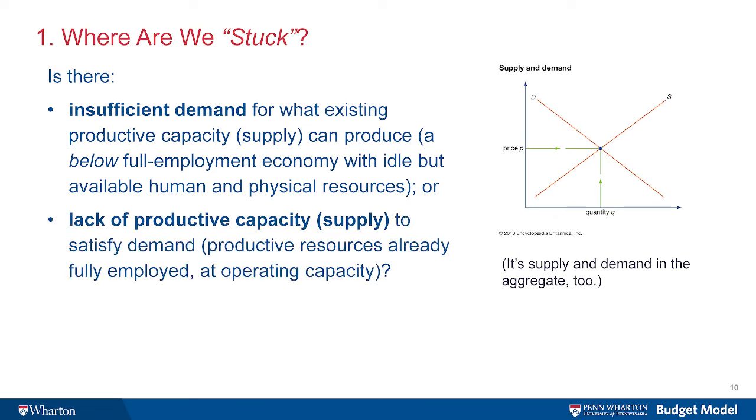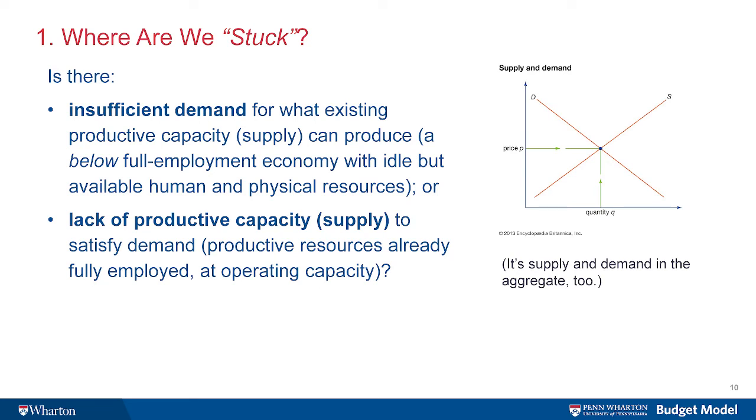Or is it a lack of productive capacity? Like, are we constrained not because there are people that are unemployed, but everyone's working, all the buildings are full, and the only way to increase output in the economy would be we'd have to get more productive capacity. We need more workers because everyone's already working. We need more office space because all the offices are fully occupied. So that's called a lack of productive capacity on the supply side.